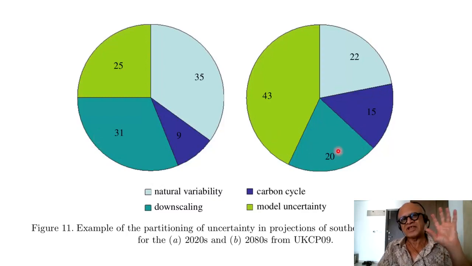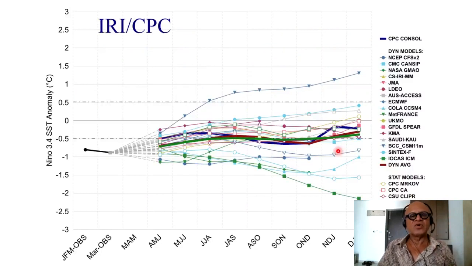So if you don't get an intuitive sense about this, don't worry about it, because forecasts are done this way. This is an actual forecast now for this year 2022, going from April into March, April, May, June, May, June, July, and so on. And these are the multiple models doing the forecast. Some are dynamic models and some are statistical models.